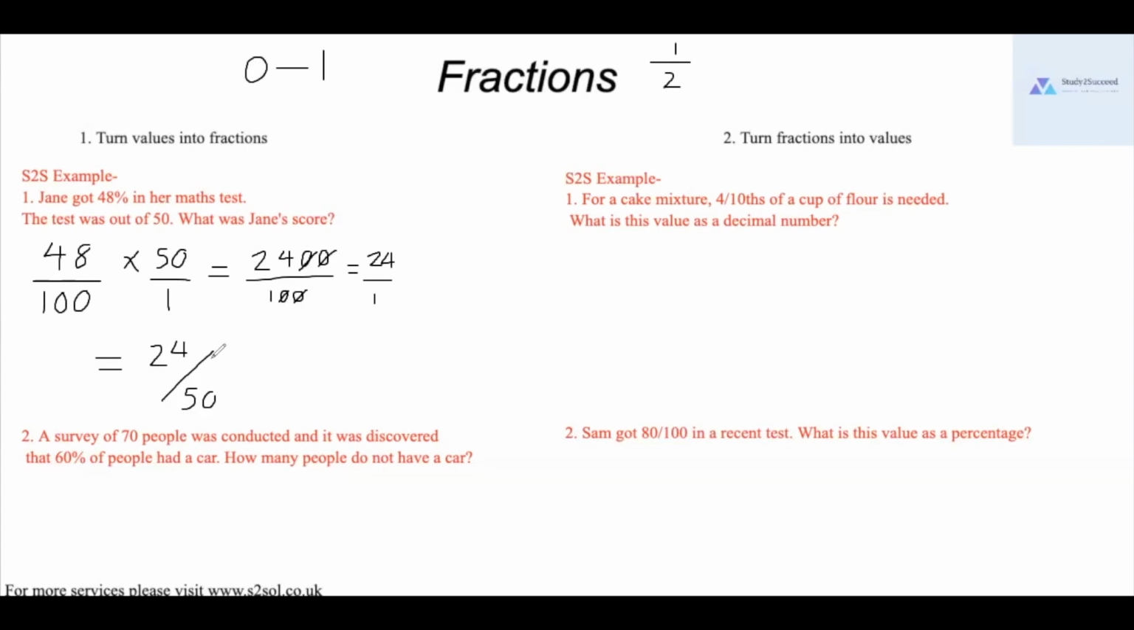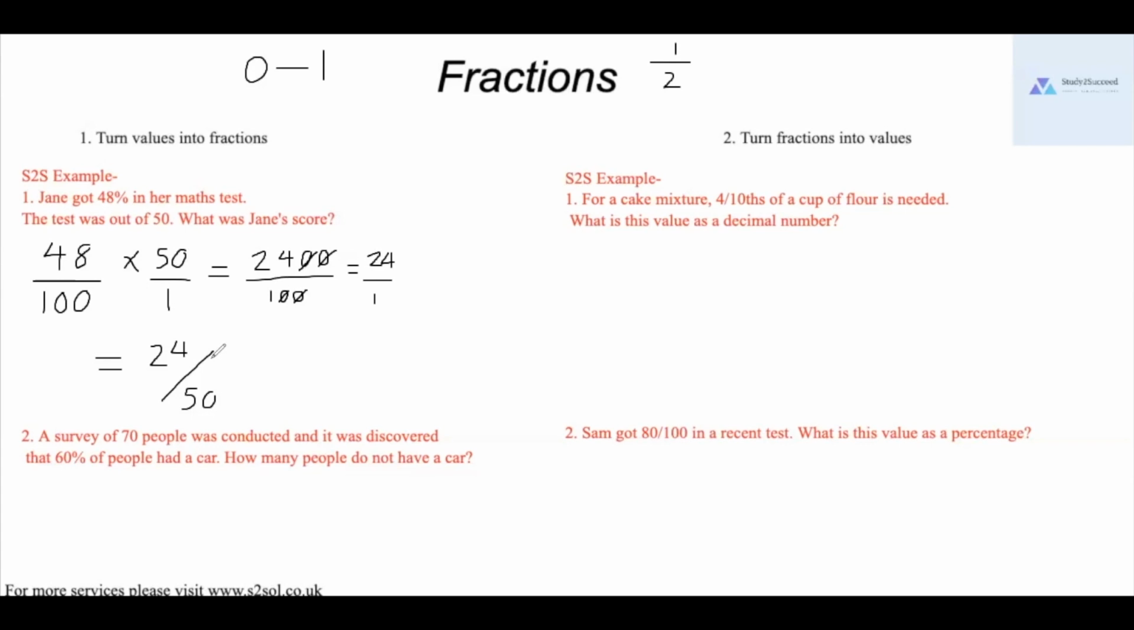So it says, a survey of 70 people was conducted, and it was discovered that 60% of people had a car. How many people do not have a car? So when we have questions like this, we need to make sure that we read the question properly. We are not calculating how many people had a car, we are calculating how many people do not have a car.